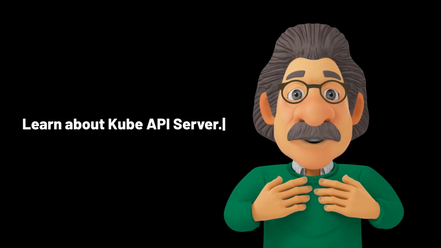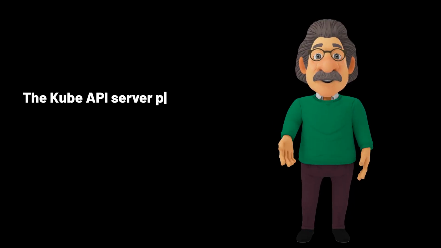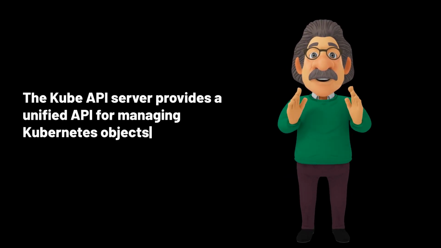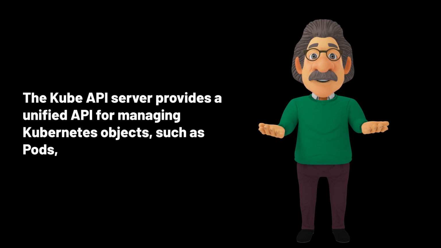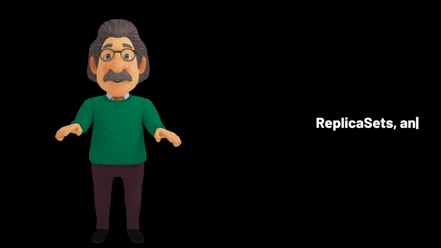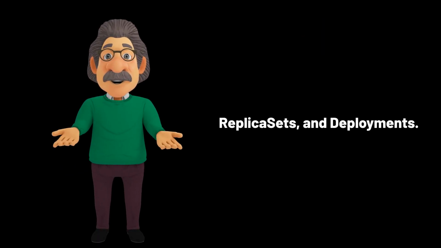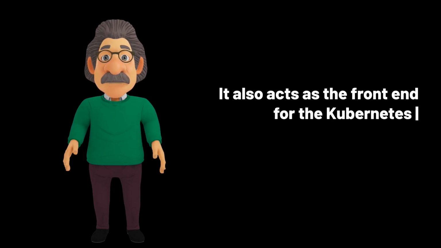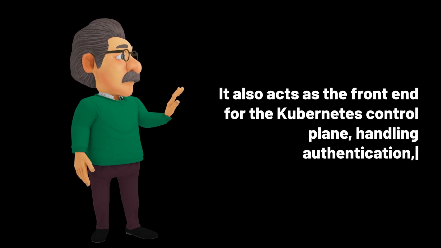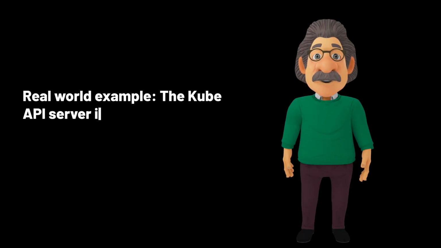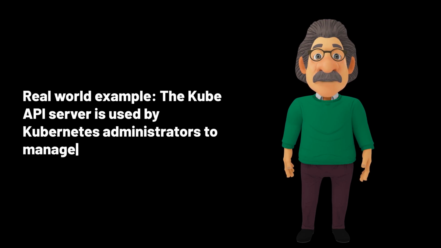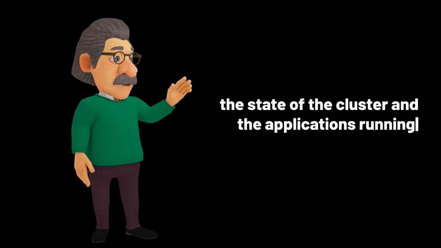Learn about Kube API Server. The Kube API Server provides a unified API for managing Kubernetes objects, such as pods, replica sets, and deployments. It also acts as the front end for the Kubernetes control plane, handling authentication, authorization, and admission control. Real-world example: the Kube API Server is used by Kubernetes administrators to manage the state of the cluster and the applications running on it.